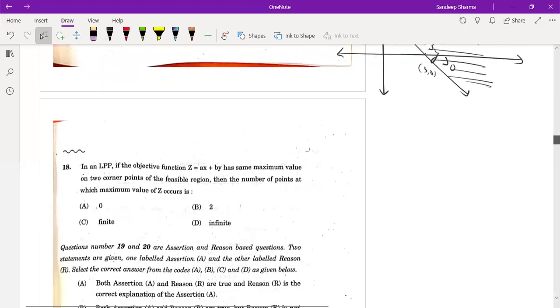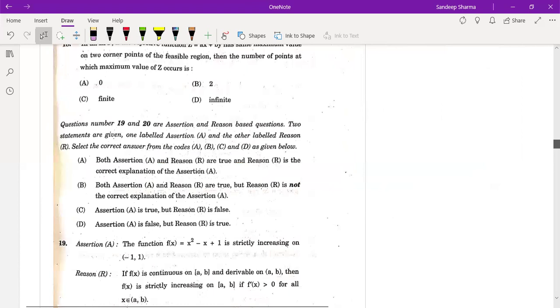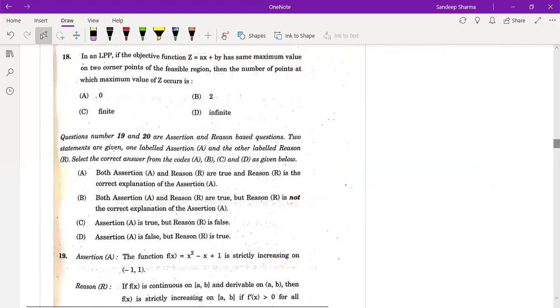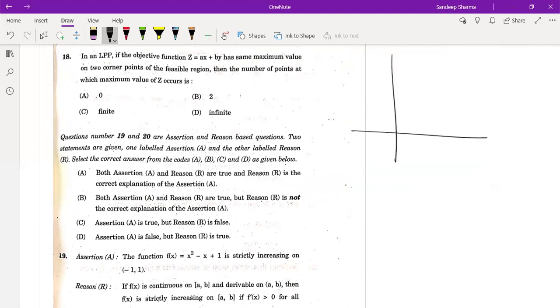Next question. In an LPP, if the objective function z is equal to ax plus by has the same maximum value at two corner points of a feasible region, then the number of points at which the maximum value of z occurs. Okay, so something like this. At both these points, A and B, maximum values are occurring. So if both the points are having maximum value, then every point on this line will also be the maximum value. So infinite number of points will be there.